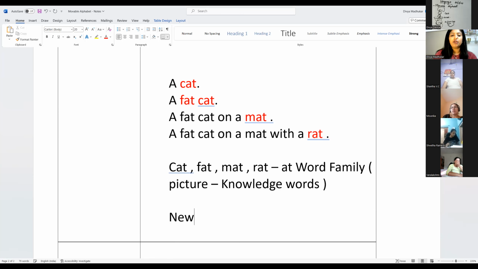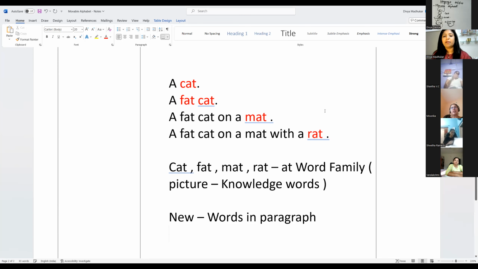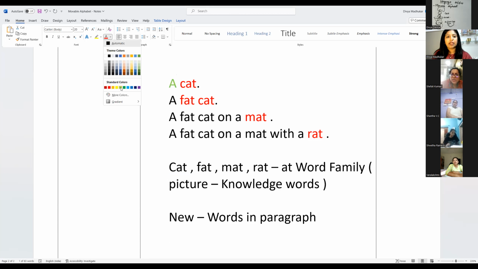Now, what was new for me is I have some new words in the same paragraph. Can you identify what were the new words? As a teacher, you did not introduce, but there were so many words which came in between when I was writing a sentence. Can you tell me what was that? Yes, ma'am. A, on, with. A was new. Then on was new. Right? With was new for me.